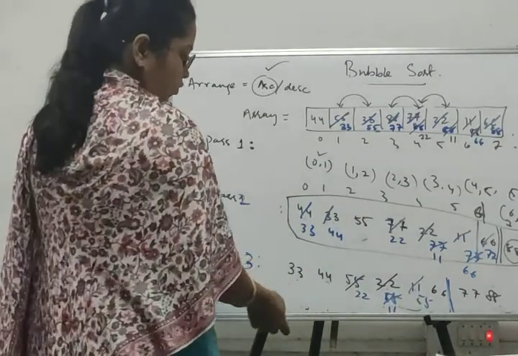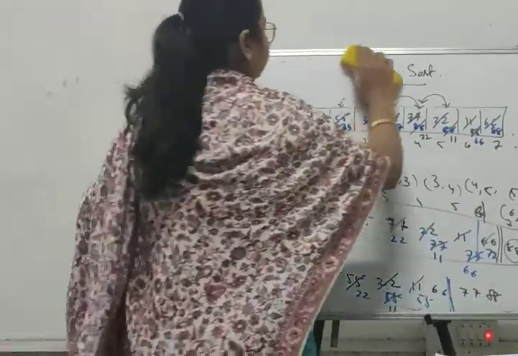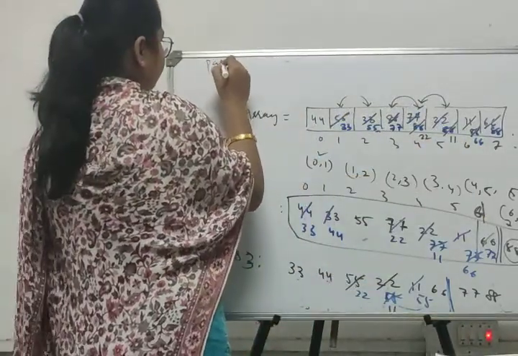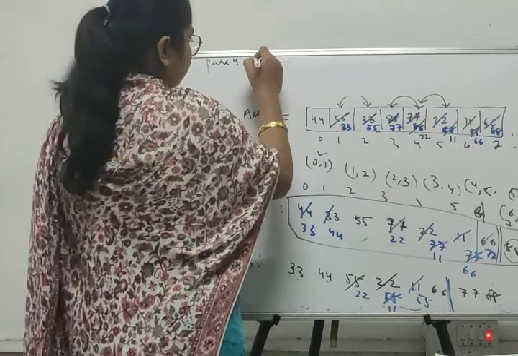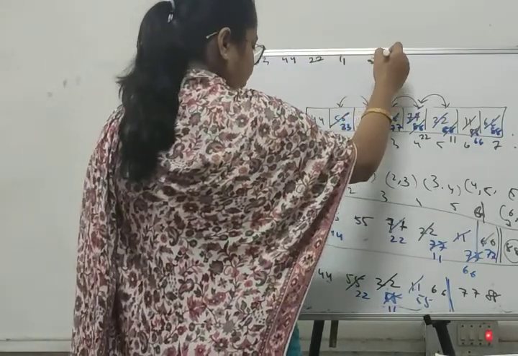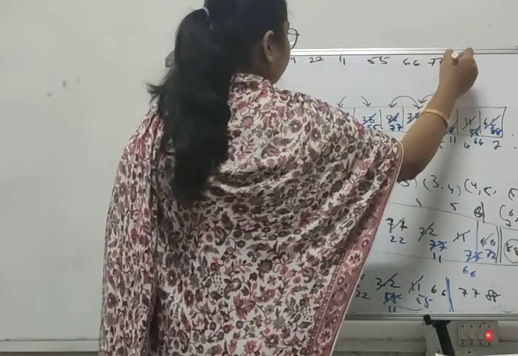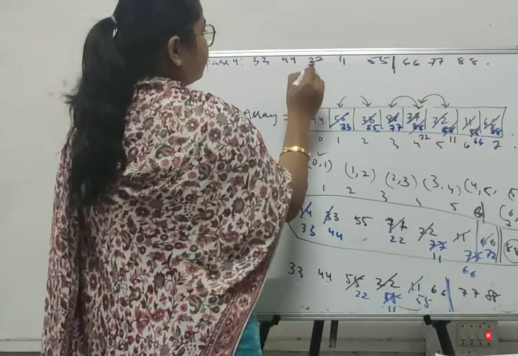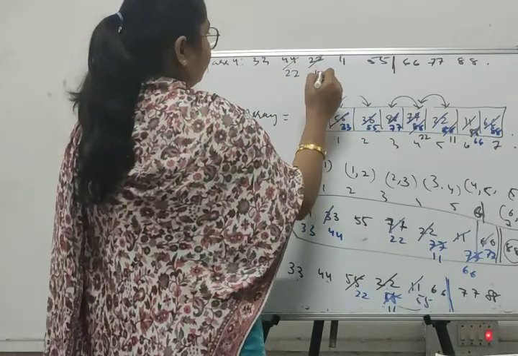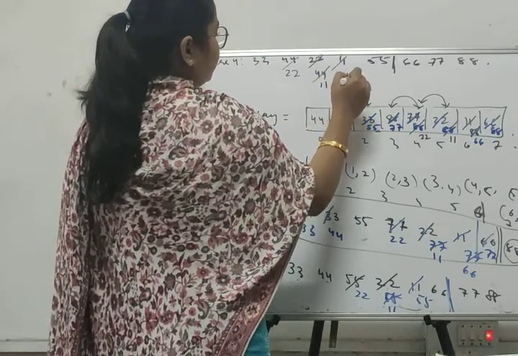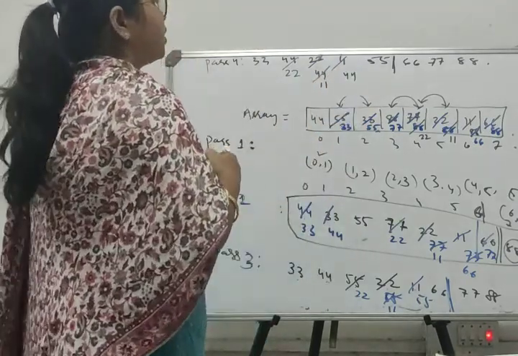Now again pass 4. Let's check what happens in pass 4. 33, 44, result of pass 3 I am writing. So we have to check until this. 33, 44 fine, 44, 22 not fine, 22 must come here, 44 must come here. 44, 11 not cool, 11 here, 44 here, 44, 55, okay. So this is the result.